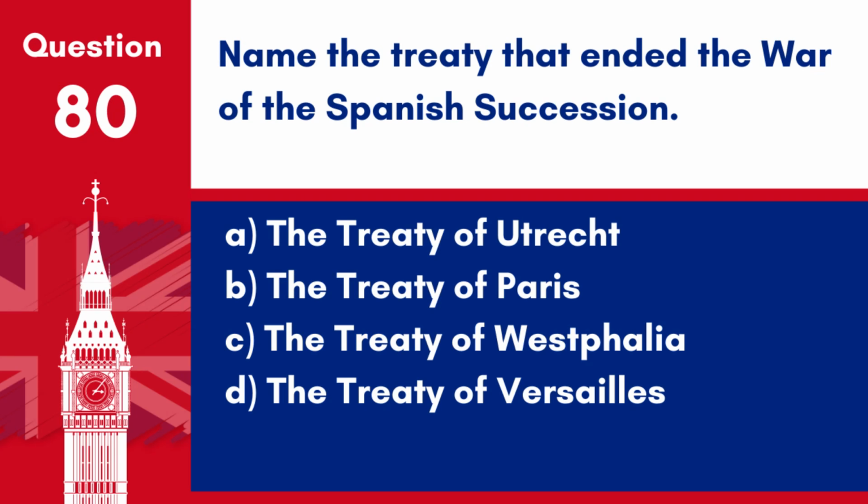Question 80. Name the treaty that ended the War of the Spanish Succession. A. The Treaty of Utrecht. B. The Treaty of Paris. C. The Treaty of Westphalia. D. The Treaty of Versailles. Answer. A. The Treaty of Utrecht. The Treaty of Utrecht, 1713, ended the War of the Spanish Succession, leading to a series of agreements that redefined European borders and ended French expansionist policy.